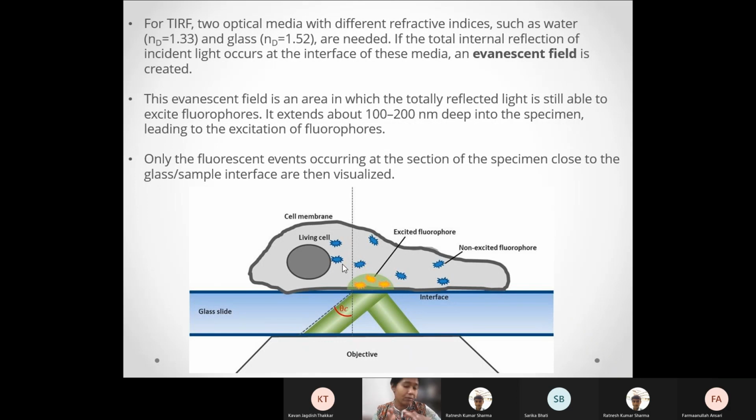In TIRF imaging, what is important is that it is going to excite molecules very close to the surface. That means if there is something in the bulk solution, it will not be excited. Very close to the surface are the molecules which will be excited. If it can only excite molecules very close to the surface, then all those unwanted fluorescence that may have made it difficult for you to visualize this particular event is actually gone. Because you never just put a microtubule down and leave it, you keep it in water.